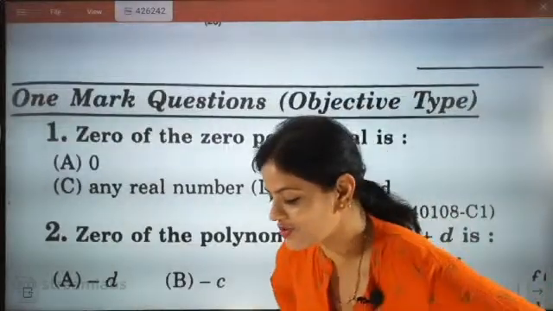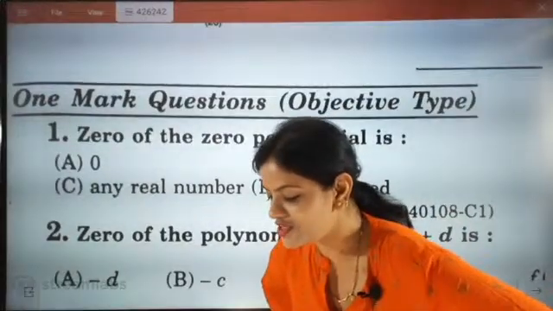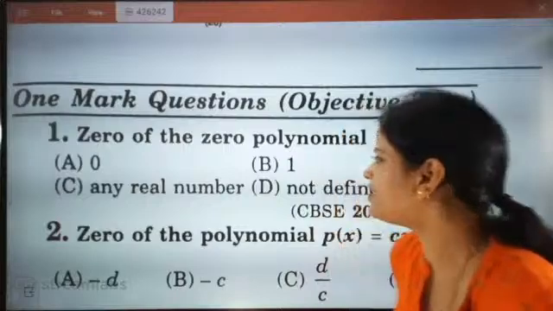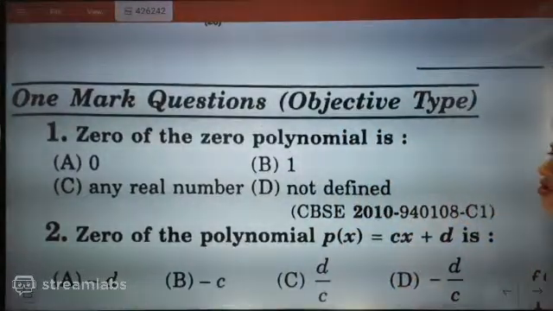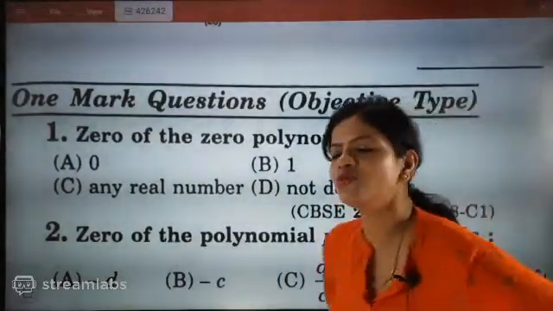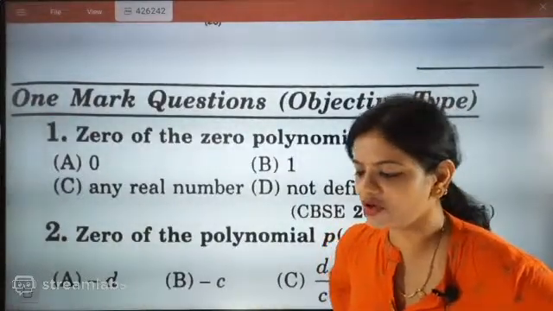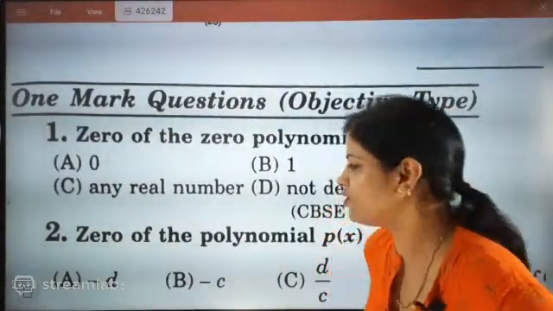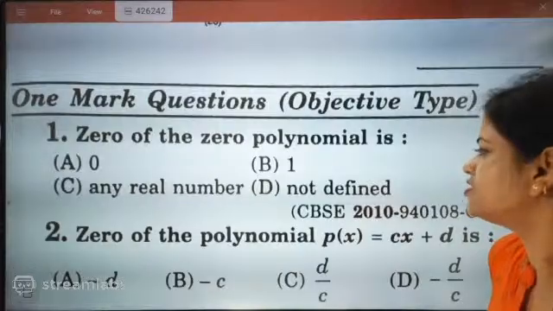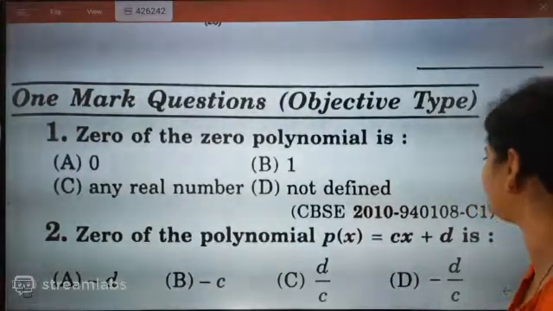Now again it is going to confuse you. Zero of the zero polynomial. Why is it not going to be d? What is the zero polynomial? The zero polynomial is not defined. So the zero of the zero polynomial will be what?